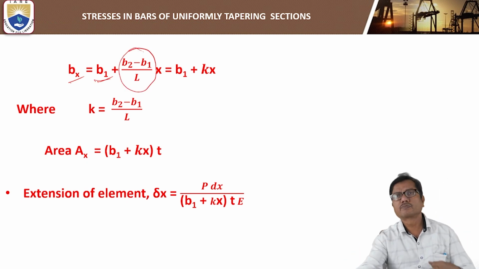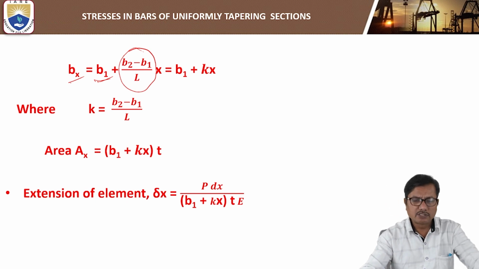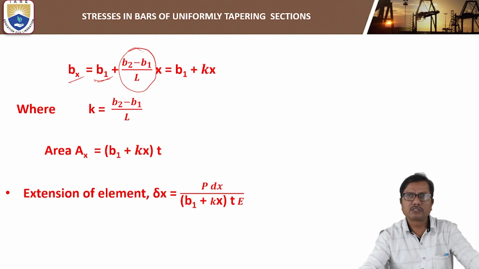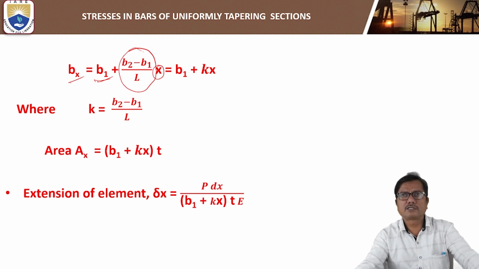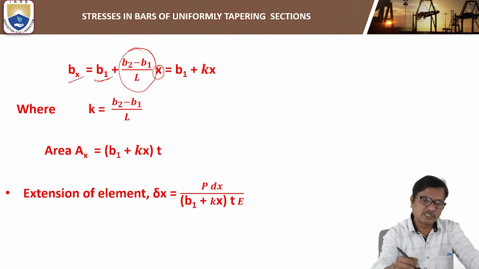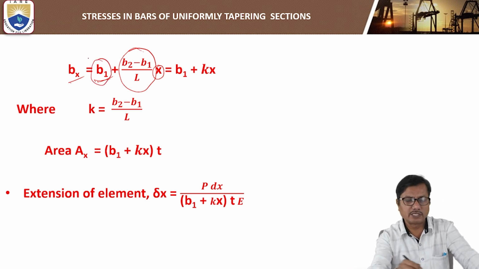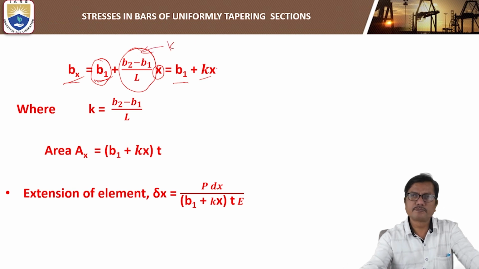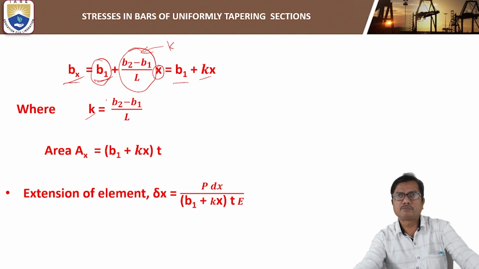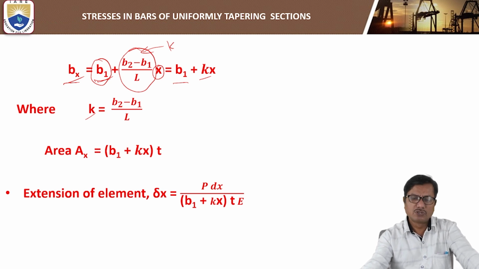Here, (b2 minus b1) by L is the change in width per unit length. Change in width per unit length multiplied by x gives the change in width for a length of x. That is added to b1 to get bx. So bx is equal to b1 plus kx, where k is some constant, k equal to (b2 minus b1) by L. So this is the width.